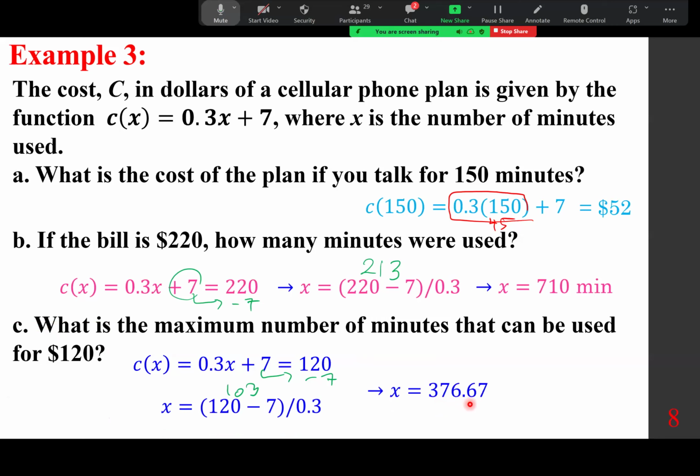376.67. But what is the maximum number of minutes if we go with natural numbers, integers? You can't go beyond 376 minutes, because this is not a matter of rounding. If you use 377 minutes, you have to pay a little bit more than 120. Since we are fixed at 120, then the maximum is the whole part of the number, 376 minutes. I hope everybody understands the reason.